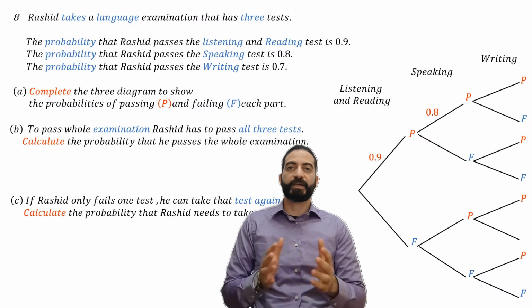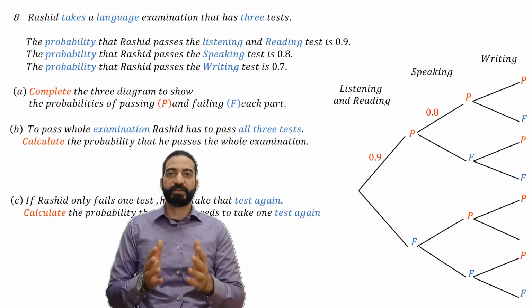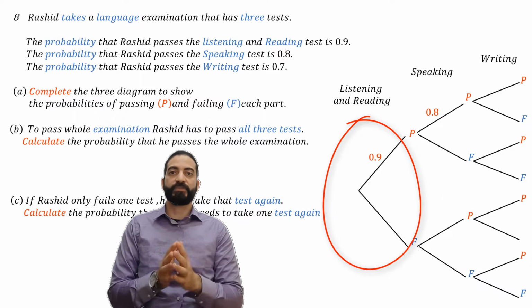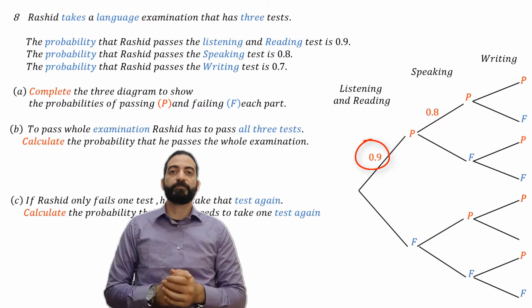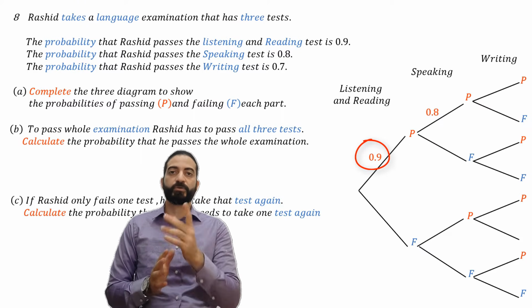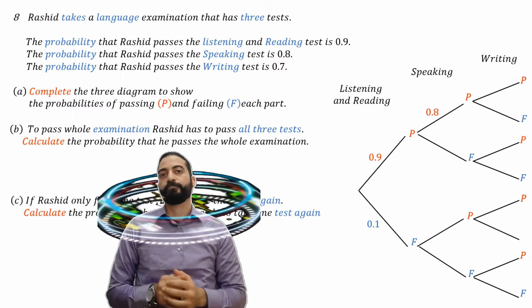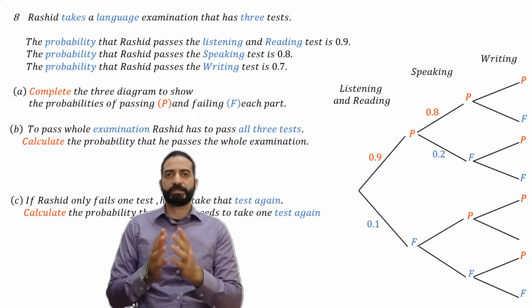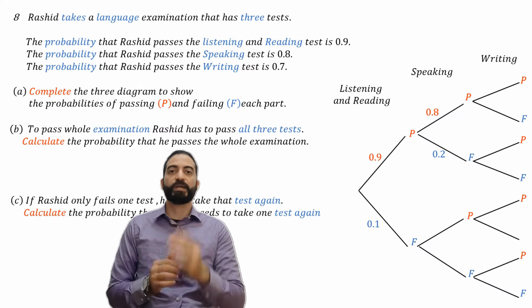Part A, complete the tree diagram to show the probabilities of passing P and failing F for each part. When we have this figure, the sum of our numbers must be 1. Here we have 0.9, which means we must have 0.1 because 0.9 plus 0.1 equals 1. The same thing here, we have 0.8, which means we have 0.2 because 0.8 plus 0.2 equals 1.